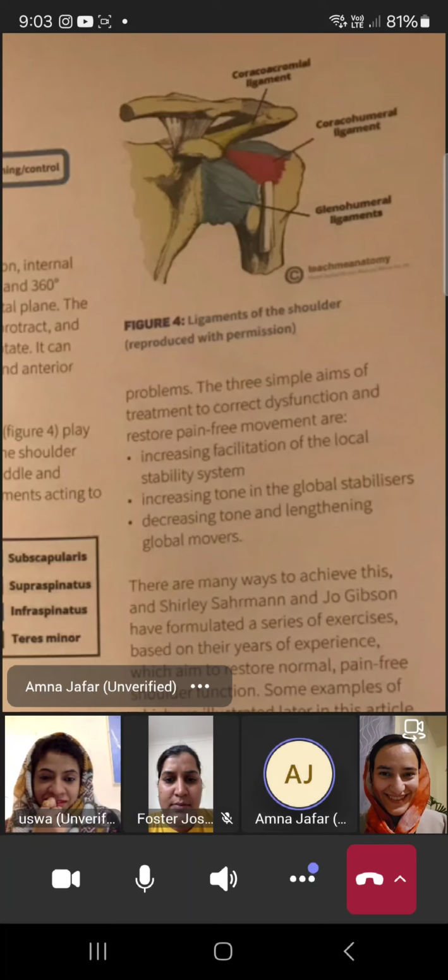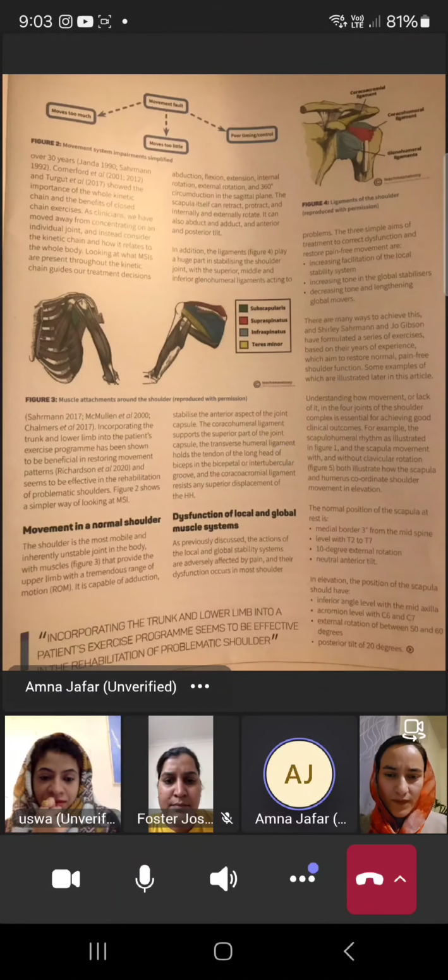Okay. So, as previously discussed, the actions of the local and global stability system are adversely affected by pain, and their dysfunction occurs in most shoulder problems.